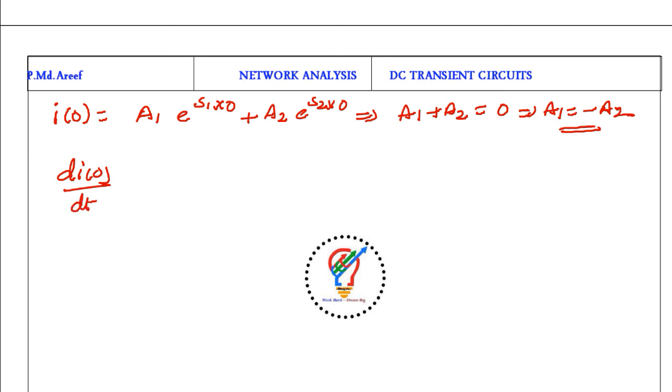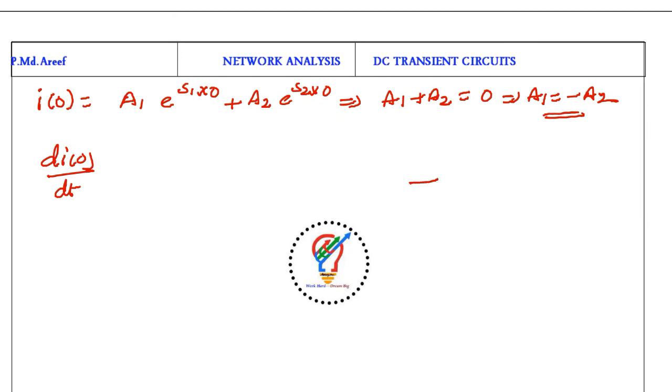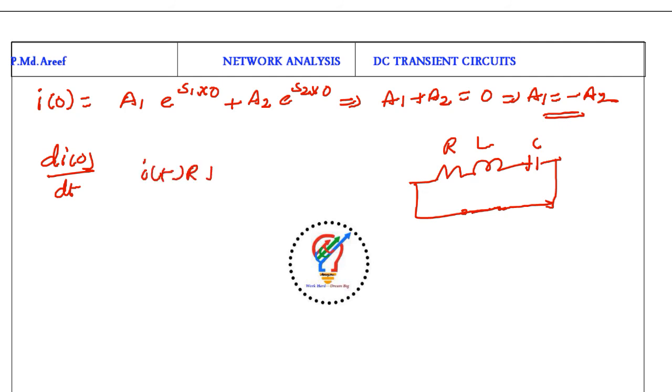So how we will get this equation here is, in case of series RLC circuit, when the switch is closed here, so let's take RLC. So what's the equation that we have written? I of t into R plus L into di of t by dt plus V naught is equal to 0. So we are writing in terms of the current.